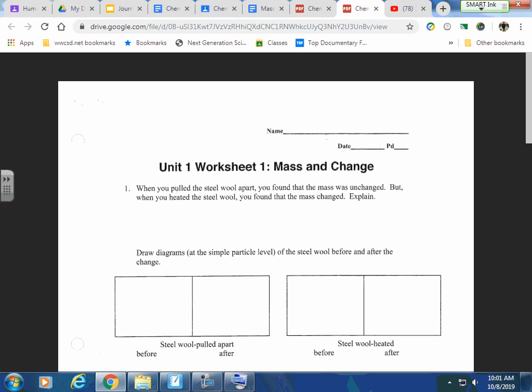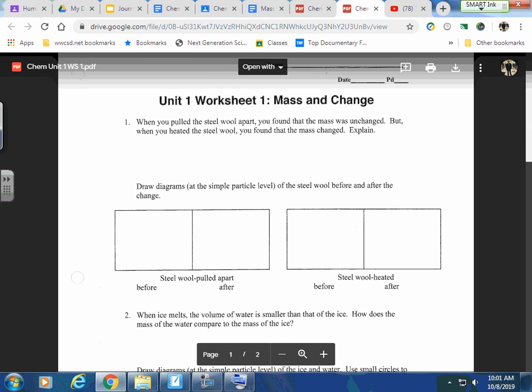So the first part, number one: when you pulled the steel wool apart, you found that the mass did not change. That's what was supposed to happen. We know from actually doing it that some of the steel wool stuck to our fingers, so we might have seen a loss in mass. But if it's just pulling something apart, the mass shouldn't change. Whatever particles we have at the beginning should still be there at the end. However, when you heated the steel wool, you found that the mass changed, right? You guys staying with me?